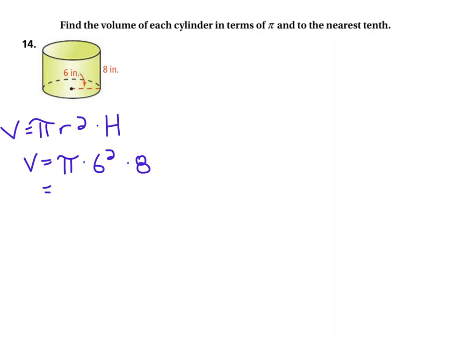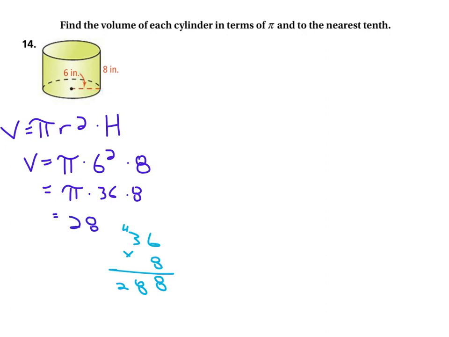Now, keeping it in terms of pi means that we're going to do 6 times 6, which is 36, times 8. Okay? And I don't know what that's going to be, so I'm going to write it down on the bottom. We can write 36 times 8. 8 times 6 is 48. 8 times 3 is 24, plus 4 is 28, 288.